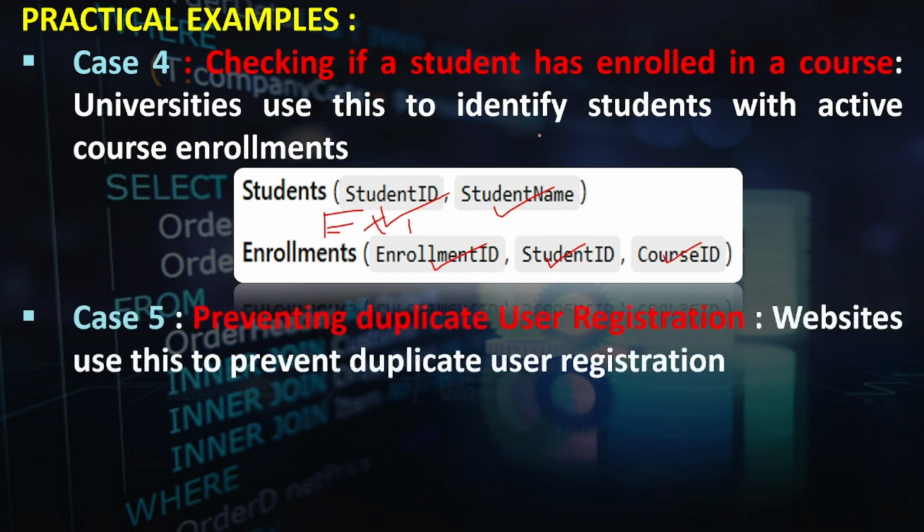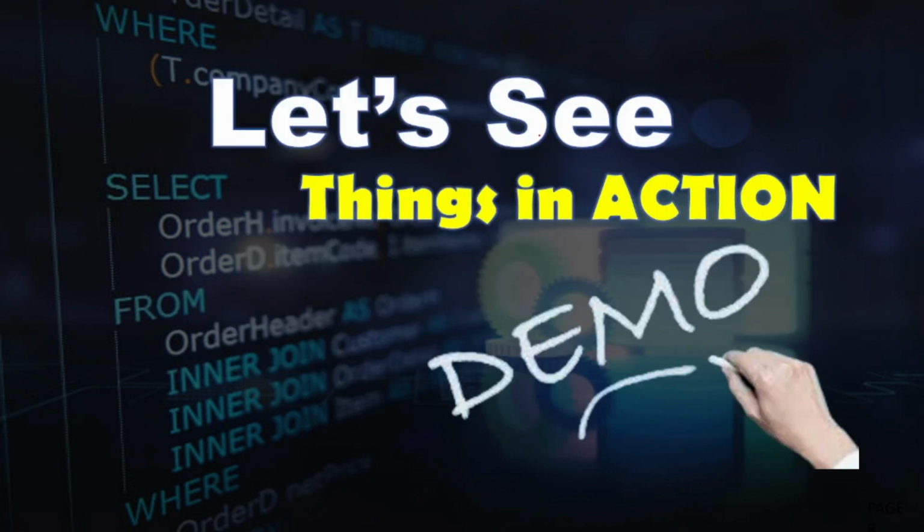The fifth example is preventing duplicate user registration. A website can prevent duplicate user registration so that the same user cannot register a second time. There are many ways by which we can restrict or prevent duplicate entries, but we can utilize the exists operator to do this as well. Let's go and see these things in action.